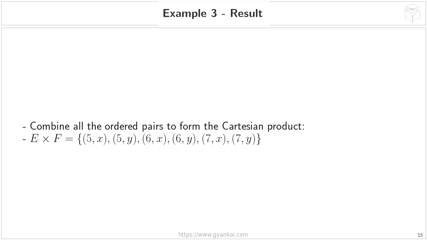On the next slide, we'll summarize the key takeaways from these examples and also highlight some common mistakes students often make when working with this concept. So, make sure you've understood these examples well before we move on.